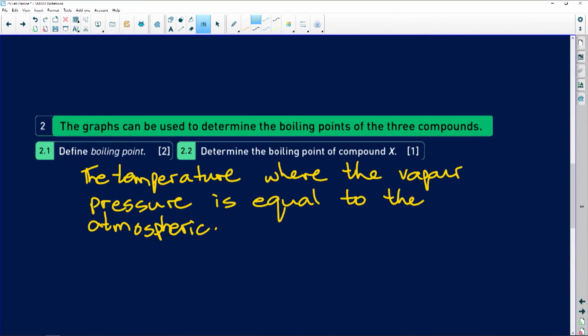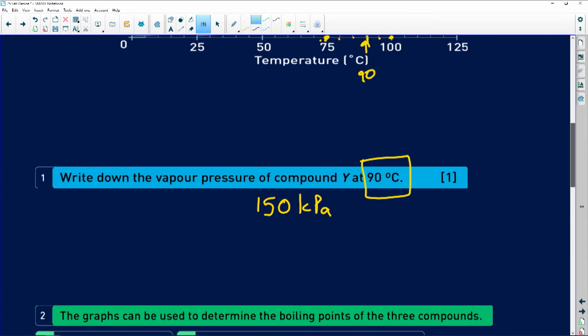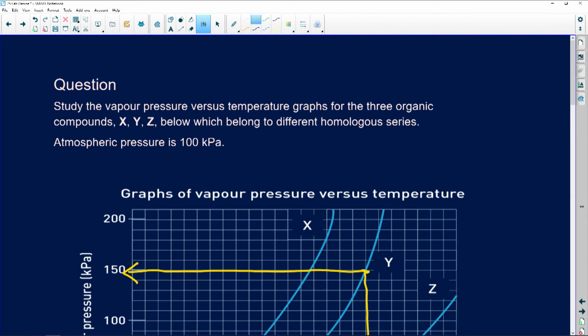If we have a look at the next question, it says determine the boiling point of compound X. Let us just have a look at the start of the question. They told us here, take atmospheric pressure as 100 kilopascal. What is atmospheric pressure normally? It's 101.3 kilopascal, so they've just rounded it off to 100 kilopascal. So what do we need to do? We need to see where on the y-axis is 100 kilopascals, and then we see where it hits X, and then we have a look at that temperature.